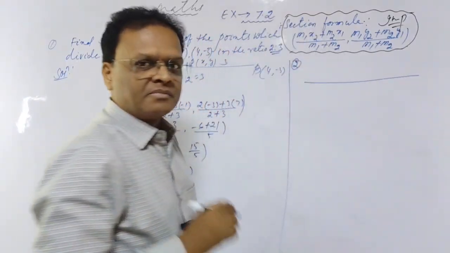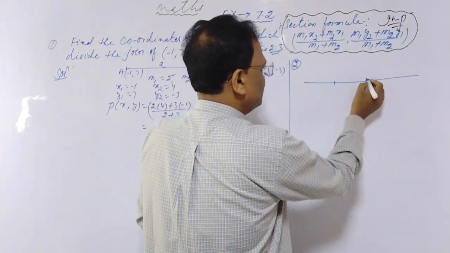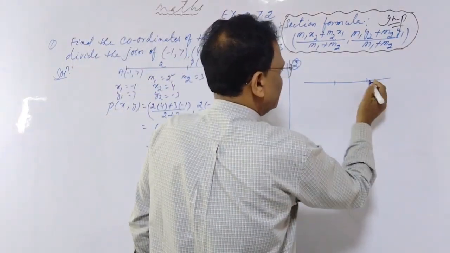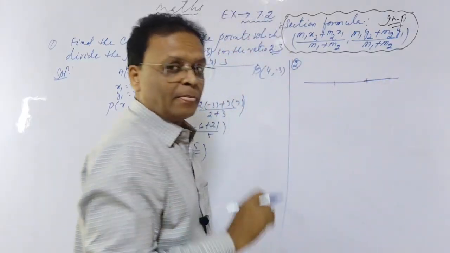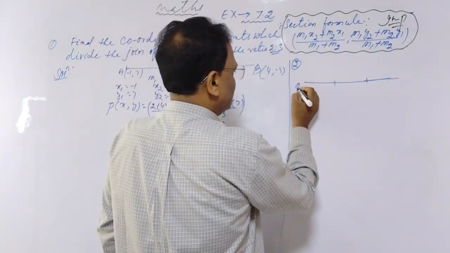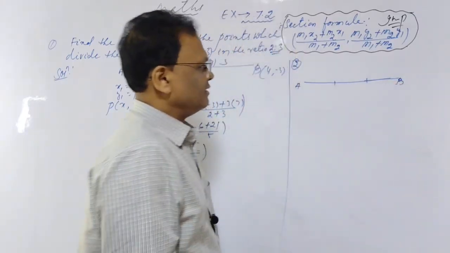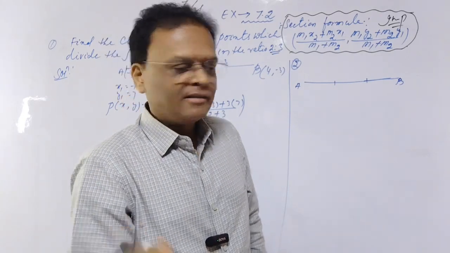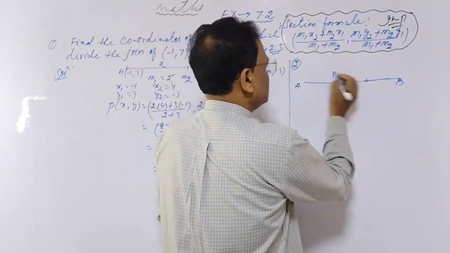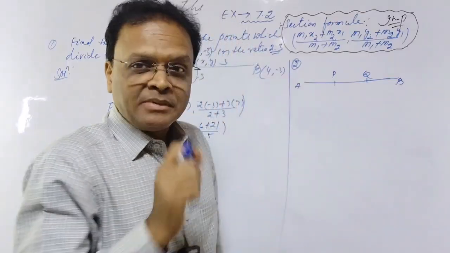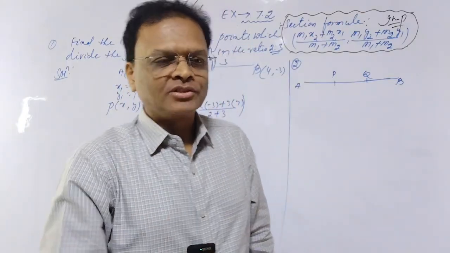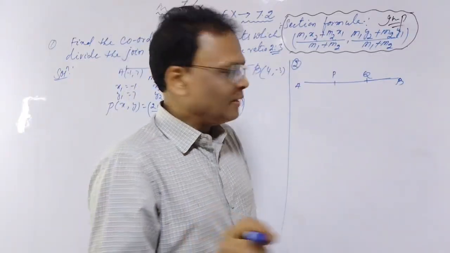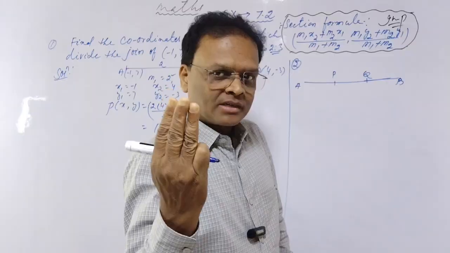If this is a line segment, and this line segment completely divides into 3 exactly equal parts, then let me give the name of the line segment AB. Suppose AB is a line segment. If this line segment divides exactly into 3 equal parts, then these two points, suppose this is P, this is Q. This P and Q are called points of trisection. So points of trisection are those points which divide the line segment into 3 equal parts.